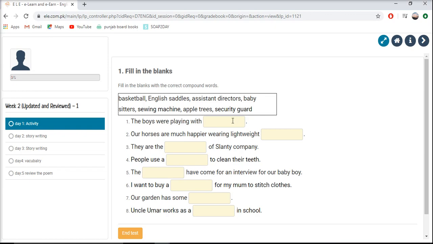We have to check the suitable word, compound word, and write here in our sentence. After writing for each of the sentences, end the test and check your scores. After that, your Day 1 for English is done.